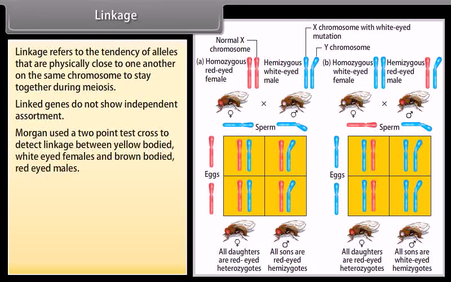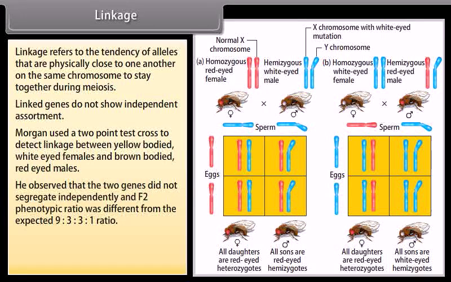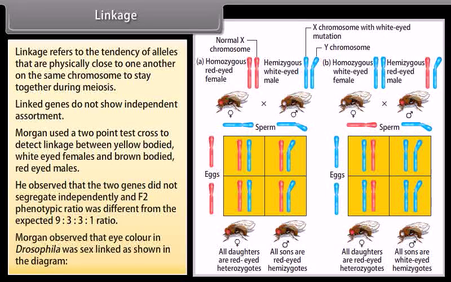Morgan used a 2-point test cross to detect linkage between yellow-bodied, white-eyed females and brown-bodied, red-eyed males. He observed that the two genes did not segregate independently and the F2 phenotypic ratio was different from the expected 9:3:3:1 ratio. Morgan observed that eye color in Drosophila was sex-linked, as shown in the diagram.